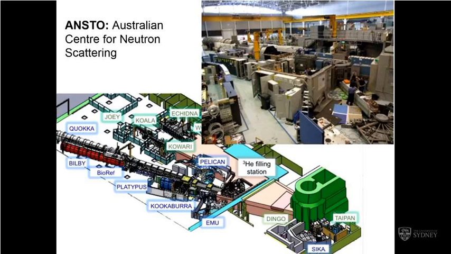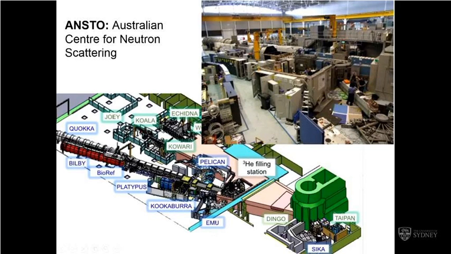You can see here, there are many. That just gives you an overview of the experimental hall. They've got many different kinds of experiments. All of these labels are different kinds of experiments that you could do, and they are all labelled after Australian animals.